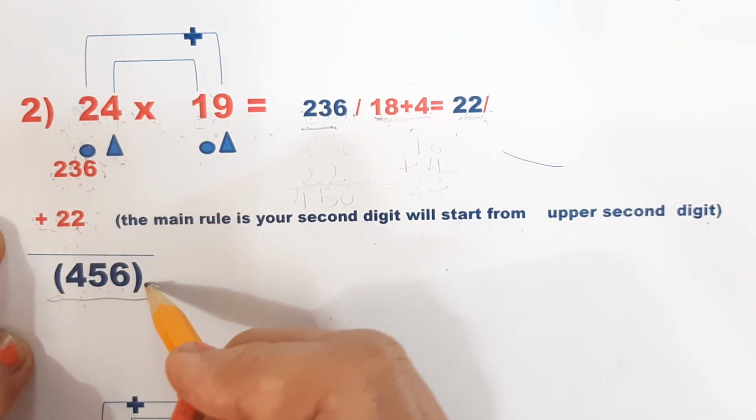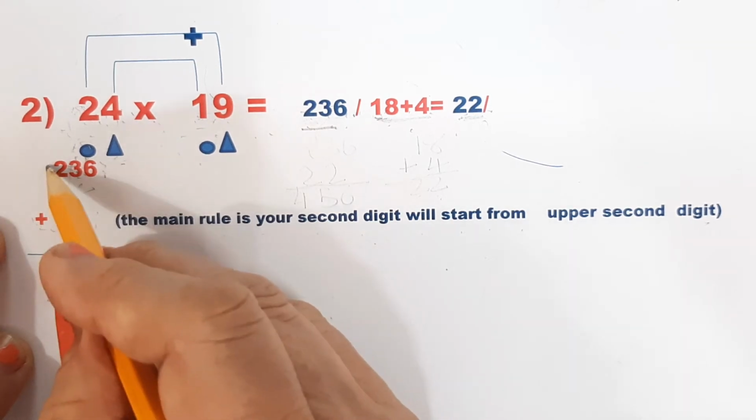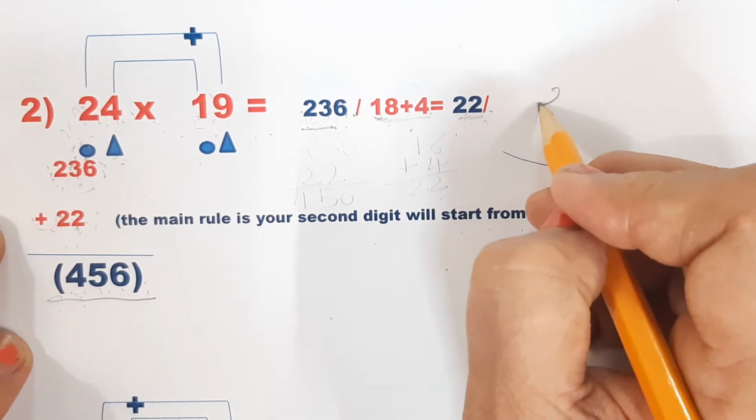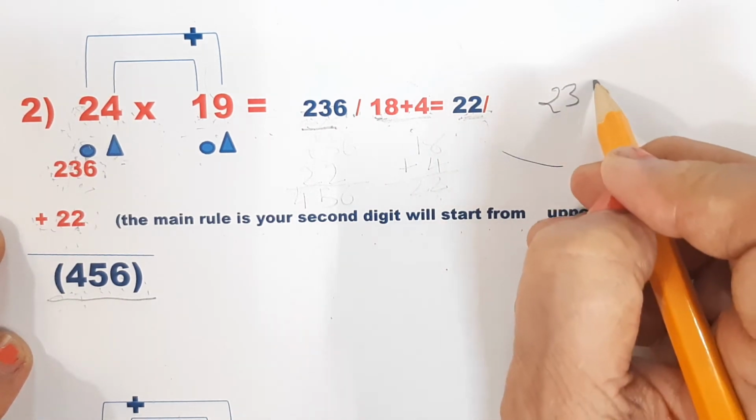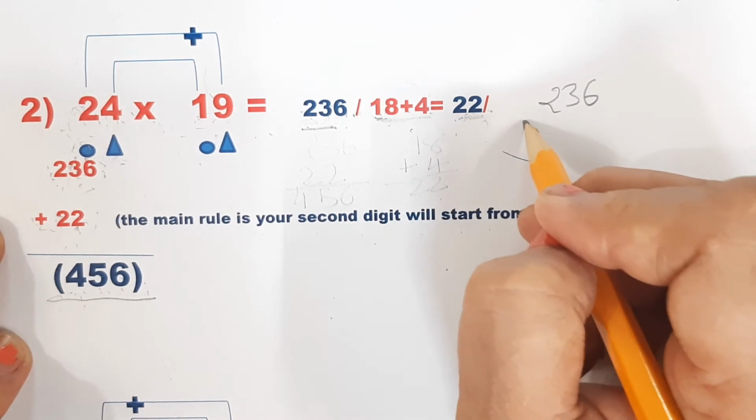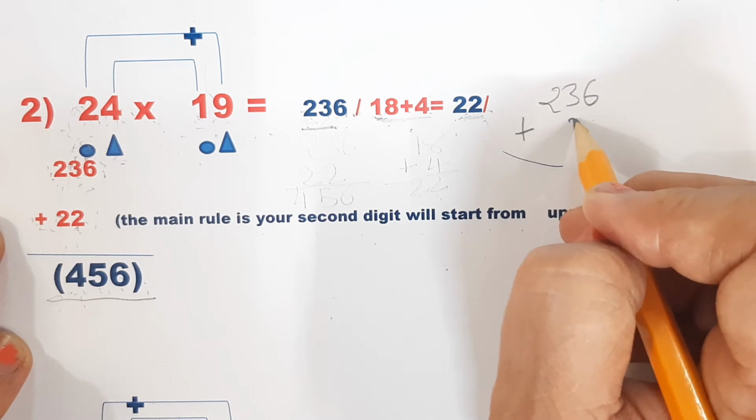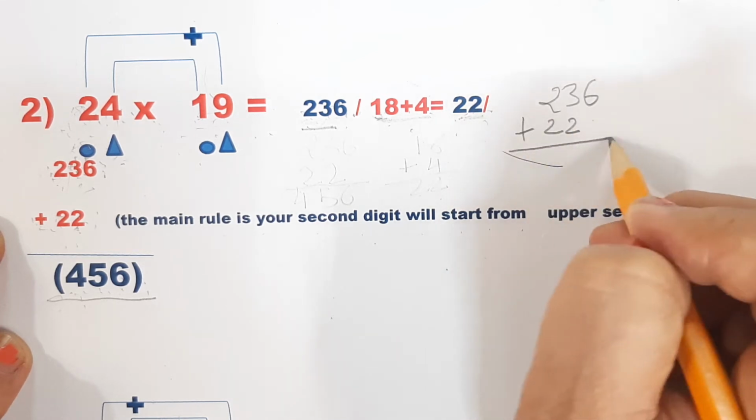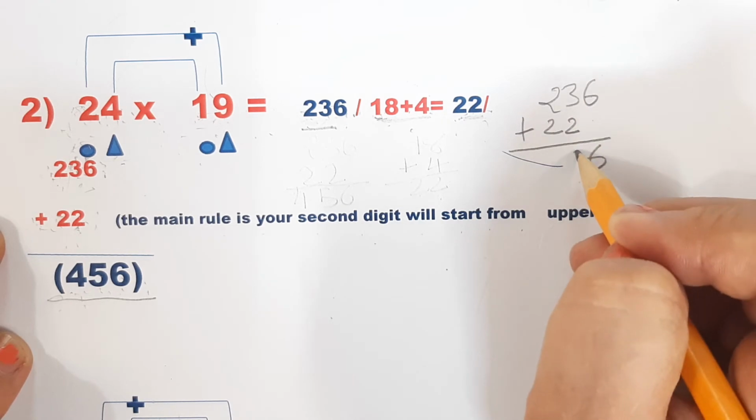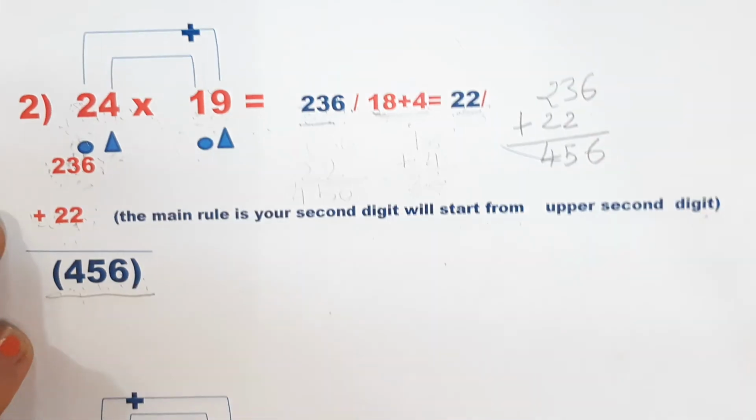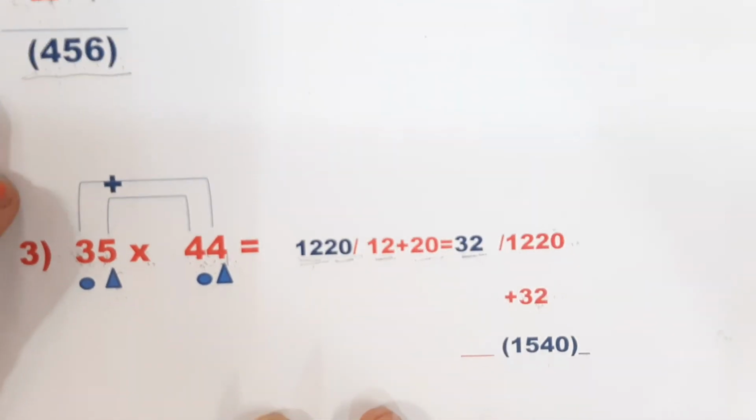So 6 will be 6. 3 plus 2 is 5 and 2 plus 2 is 4. Your answer will be 456. I hope that you got it. Your answer is 236 and you have to add 22, but your 2 does not start from here. It will start from here only. So the answer will be 456. Okay, go for another example.